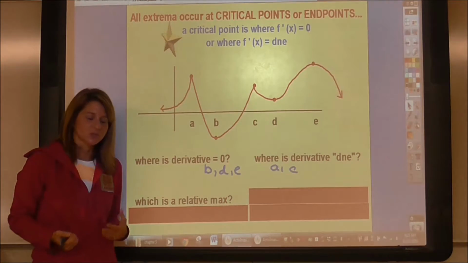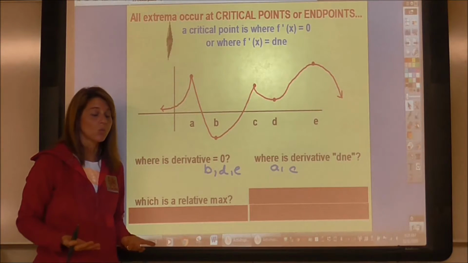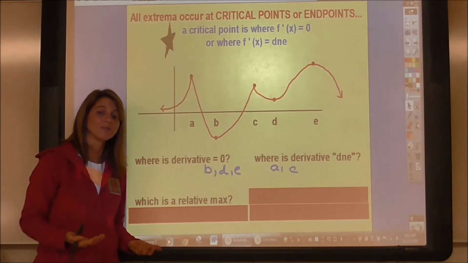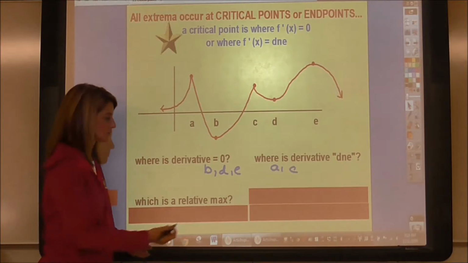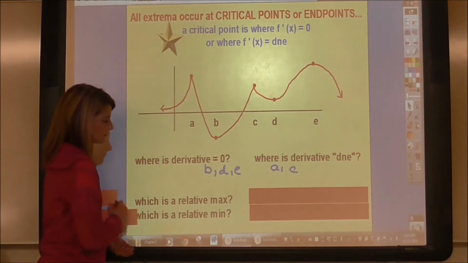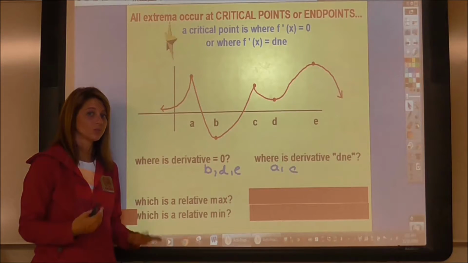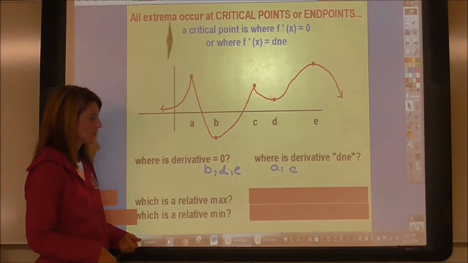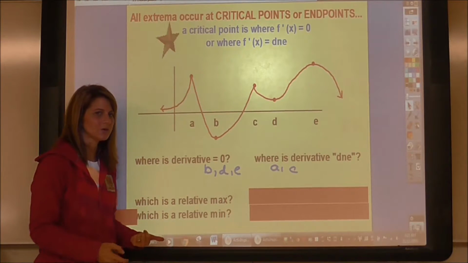Okay, so of all of these points on here, which one or ones of these are relative maximums? Do you have an absolute maximum? Oh, there's minimums. Okay, so here's a relative maximum and a relative minimum. Well, maybe I'm going to go look at my other ones. I think I'm going to get my absolutes out of the way first.